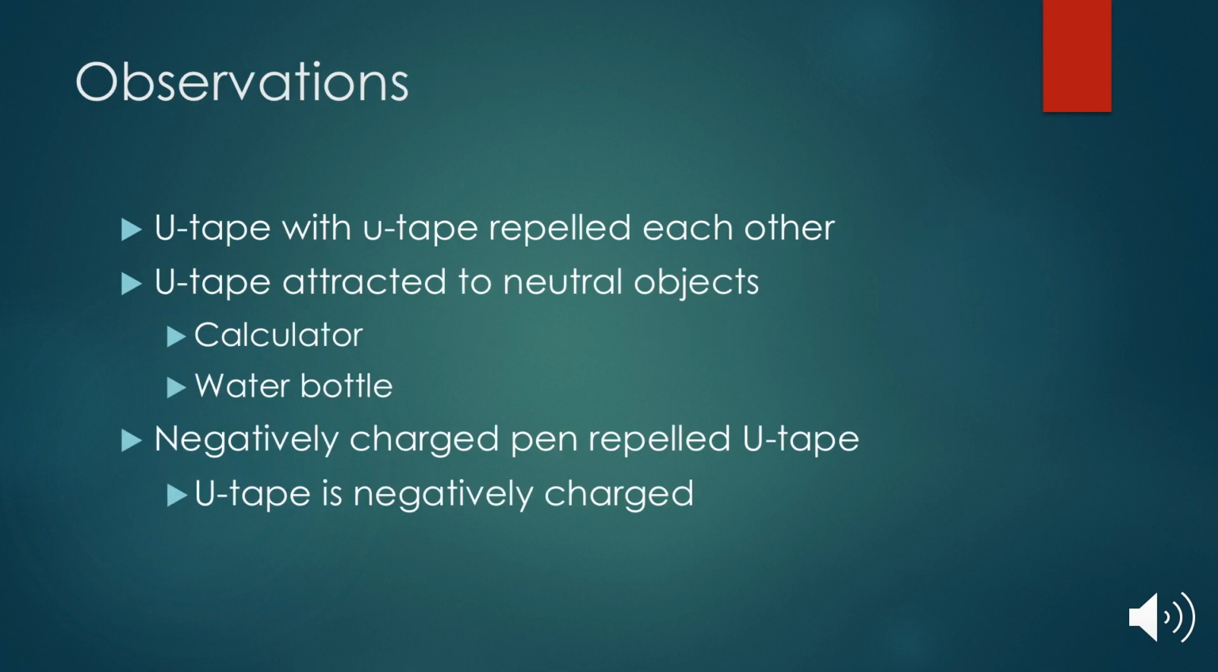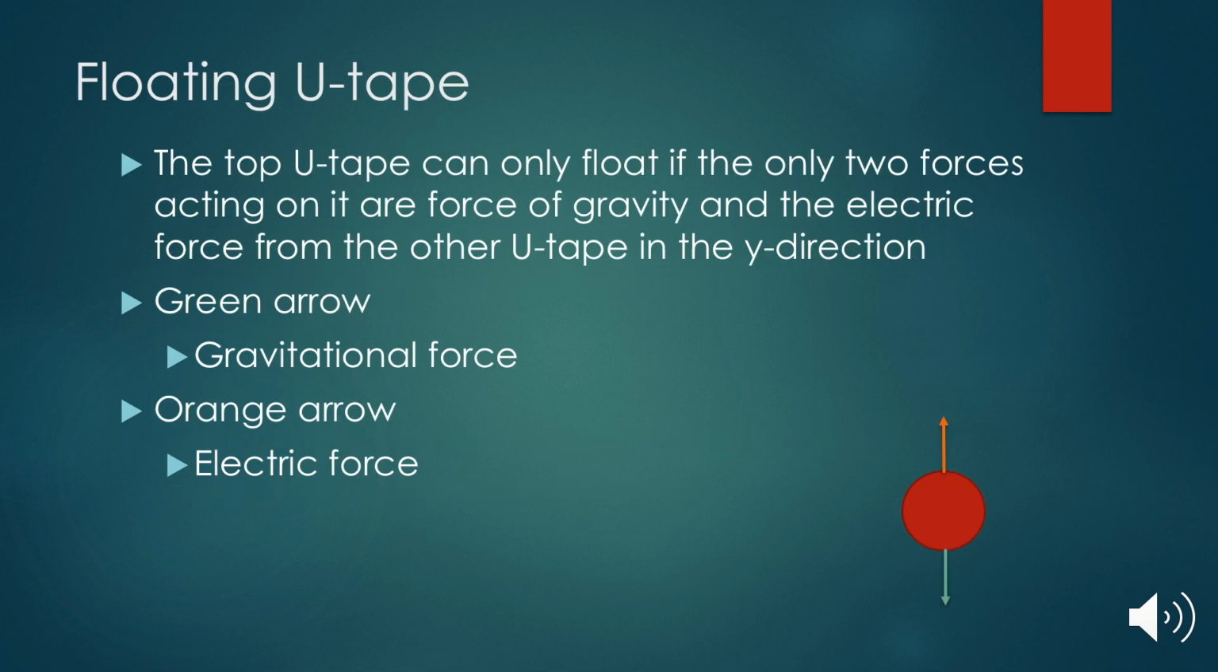A few observations throughout the lab were that the U-tape with the other U-tape repelled each other, which means that they do have the same charge. The U-tape was attracted to neutral objects. When I held the U-tape up to a calculator, it was attracted towards that as well as a water bottle. And from this, we did the pen test where I rubbed the pen on some fabric to make it negatively charged, and it repelled the U-tape. So from that, we can conclude that U-tape is negatively charged.